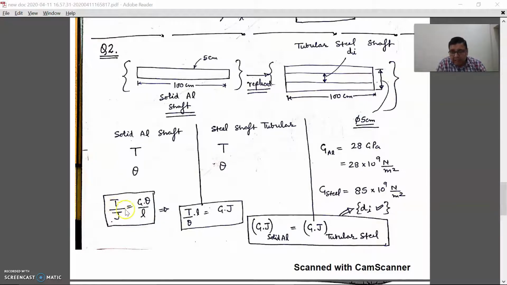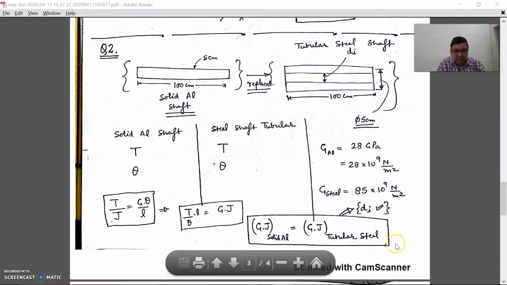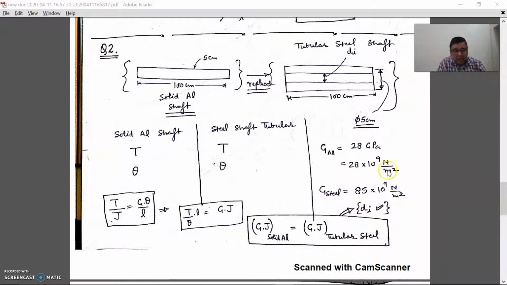So T is the same, theta is the same, and L is the same. So T into L upon theta is equal to G into J, right? Then we'll compare G into J of the solid steel shaft and G into J of the tubular steel shaft. Now the value of G is already given to me in gigapascal, 85 gigapascal for steel.